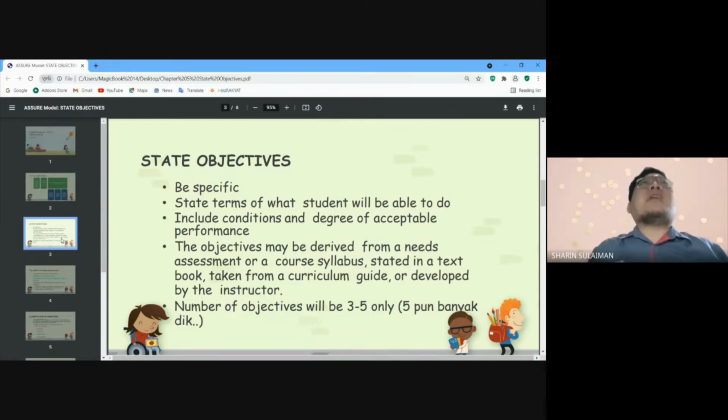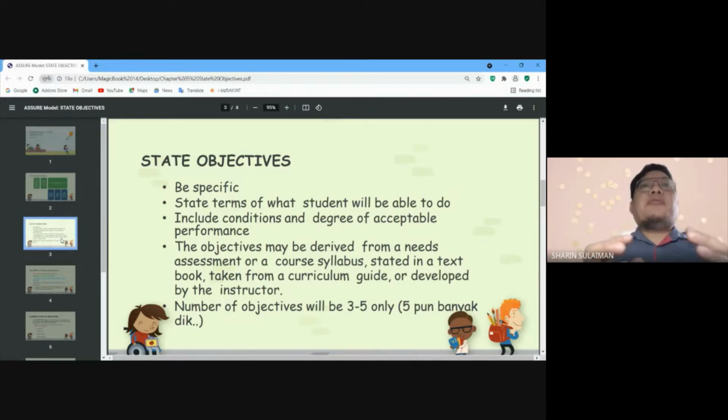For example, at the end of this course, the student should be able to explain, to demonstrate. As you can see, after 'can' come verbs: to demonstrate, to understand, to analyze, to determine, to elaborate, to explain. So it includes condition.